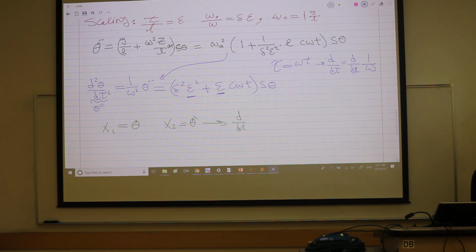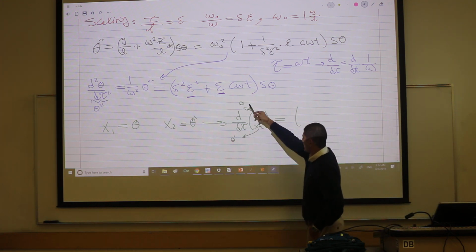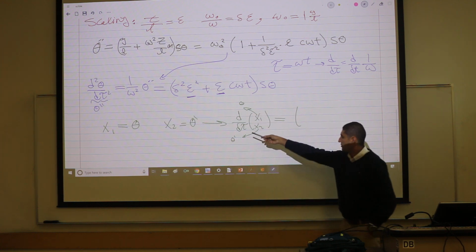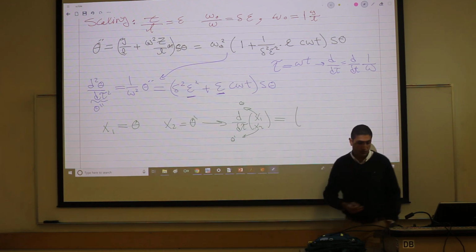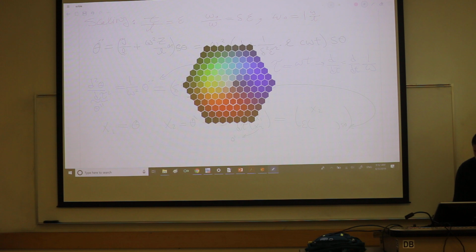We have d by d tau of x1, x2. Remember x1 is theta, and this guy is theta prime. So the first equation is d by d tau for theta. This is theta prime. By your definition, this is x2. So I have x2. The second equation is theta double prime. So I'll get this as is here, which is epsilon times something. As you can see, there is epsilon in the second equation, but we couldn't manage to get epsilon in the first equation. Here there is no epsilon.